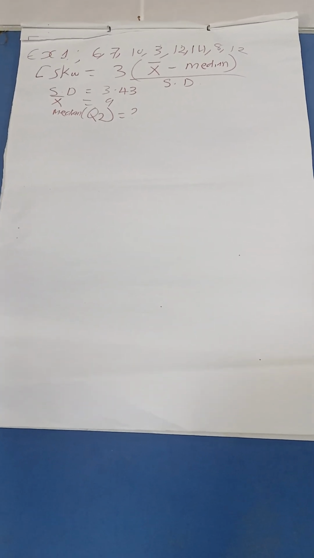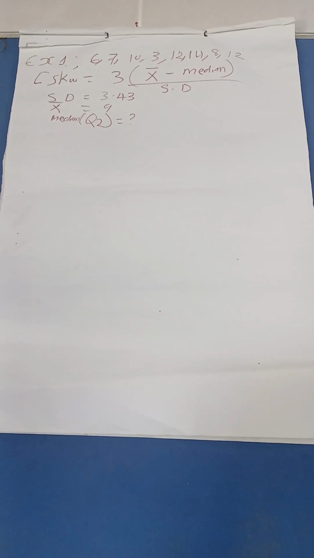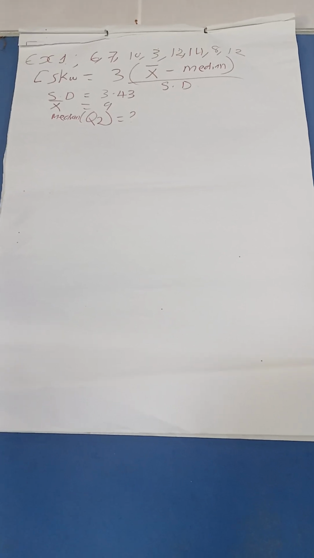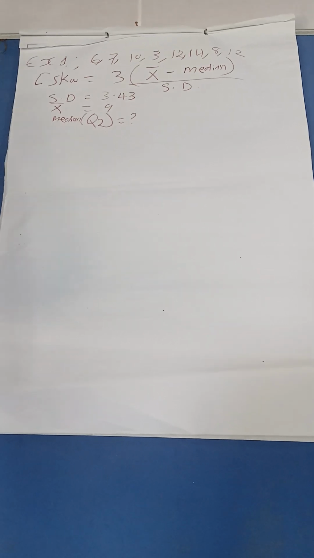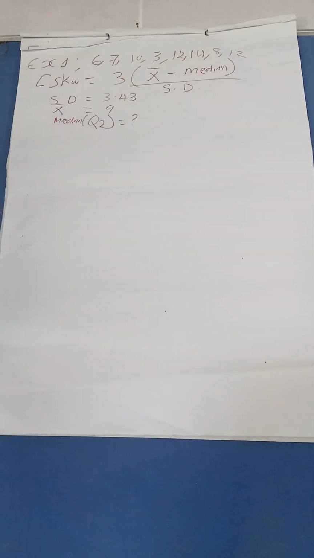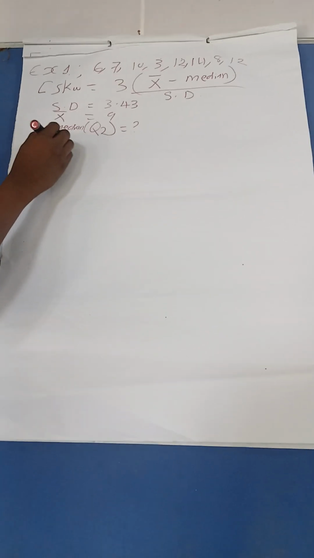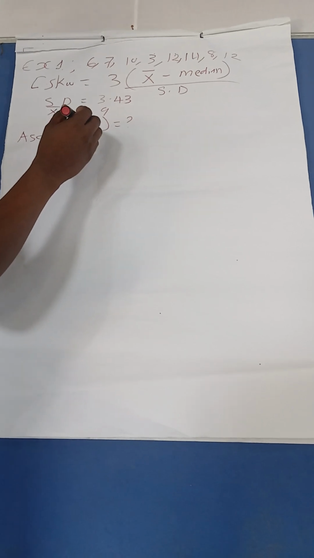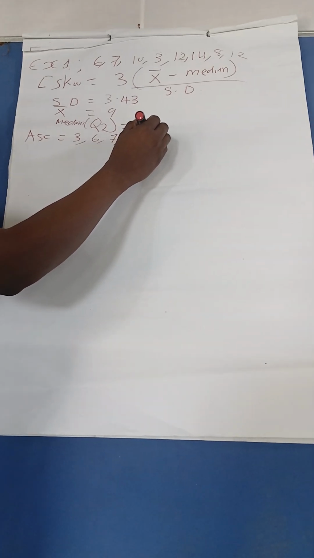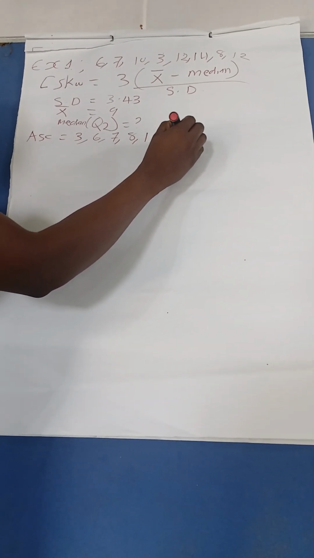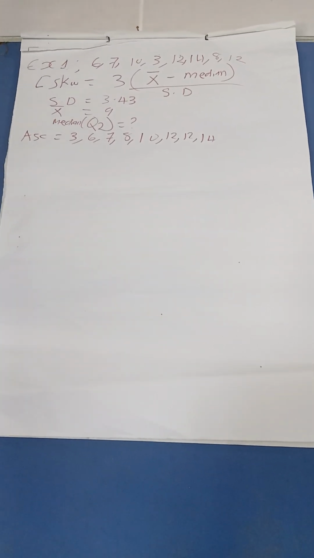Now, the first step in calculating median in this case, arrange your data in ascending order, comrades or students. That is the first thing when you are dealing with ungrouped data. So when we arrange our data in ascending order, you will have 3, then 6, 7, 8, 10, 12, then 14. So that is the first step of arranging the data in ascending order.